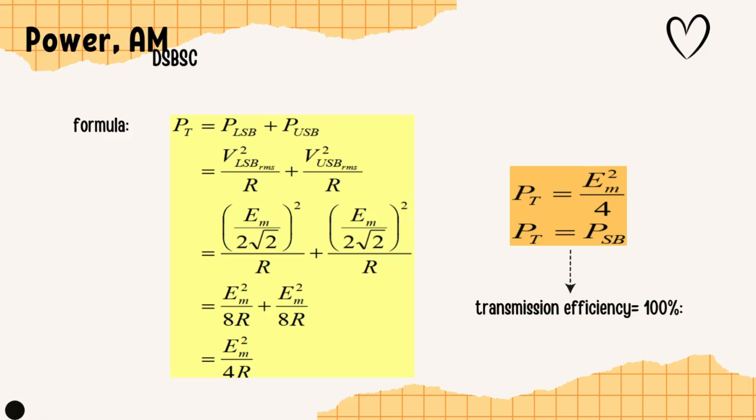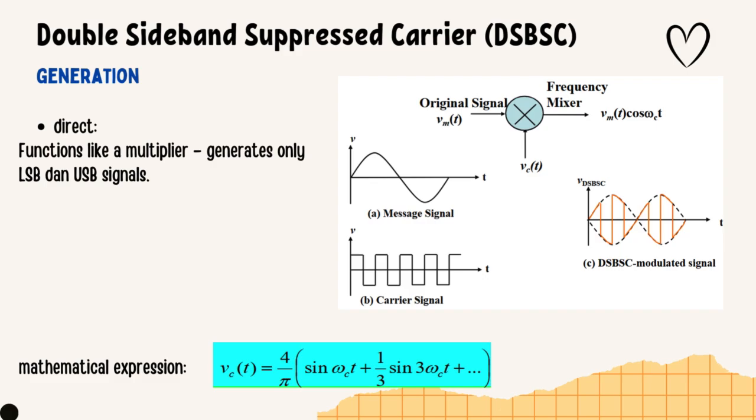Since there is no carrier power, DSB-SC has higher transmission efficiency than DSB-FC, typically close to 100%. In the direct method, the carrier signal is modulated by the message signal, and the carrier is suppressed using a balanced modulator. Here is the mathematical expression. The balanced modulator ensures the carrier component is cancelled.